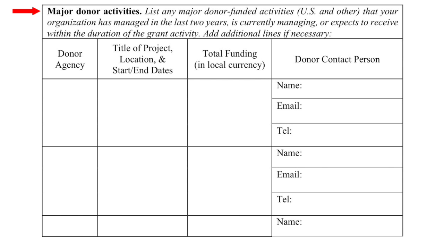In Section 7, list any major donor-funded activities that your organization has either managed in the past 2 years, currently manages, or expects to receive during the period that this grant activity will happen.